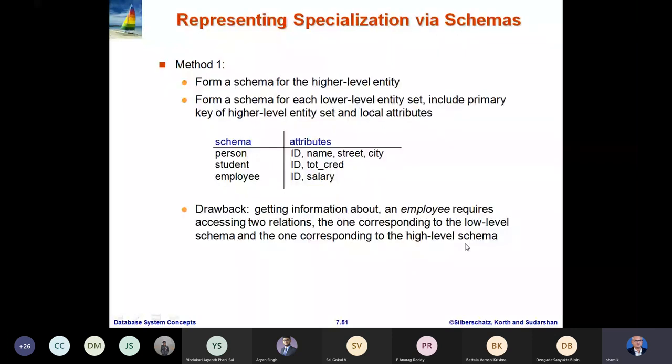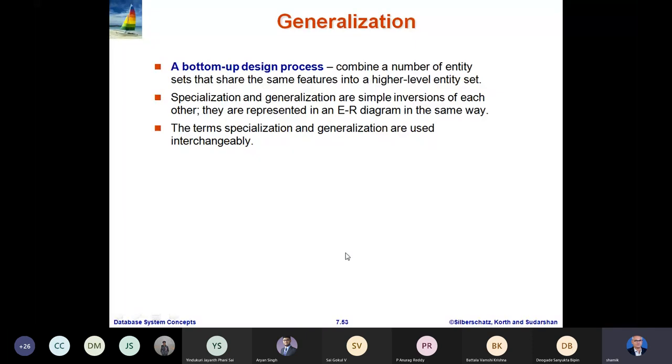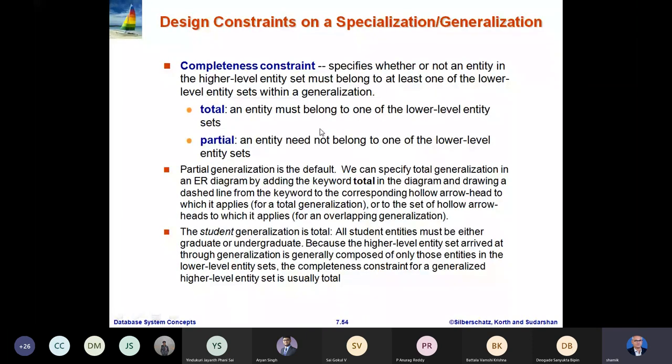So as you can well see, if it is partial, it means not every person is either a student or an employee. There are persons who are neither student nor employee. Then of course this design will not work, because you will not know any information about those people. So that is what it is talking about: total means an entity must belong to one of these, and partial we have already said. The default is partial generalization, meaning that some of them need not be in either of the specializations. And in the ER diagram, you represent total by adding the keyword total in the diagram and drawing a dashed line from the keyword to the corresponding arrowhead.